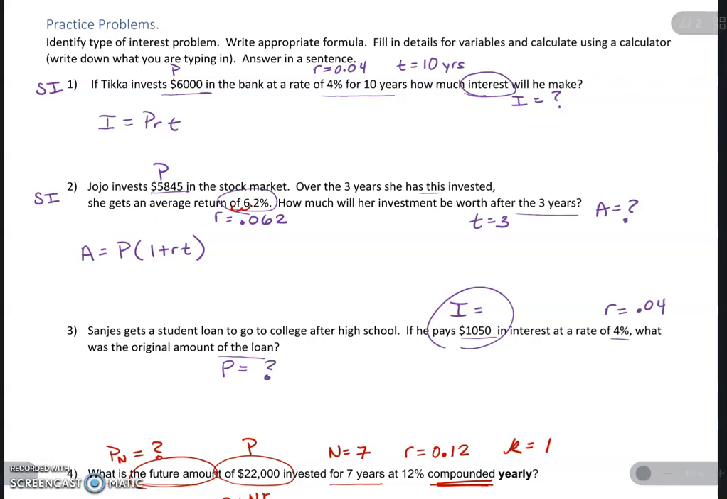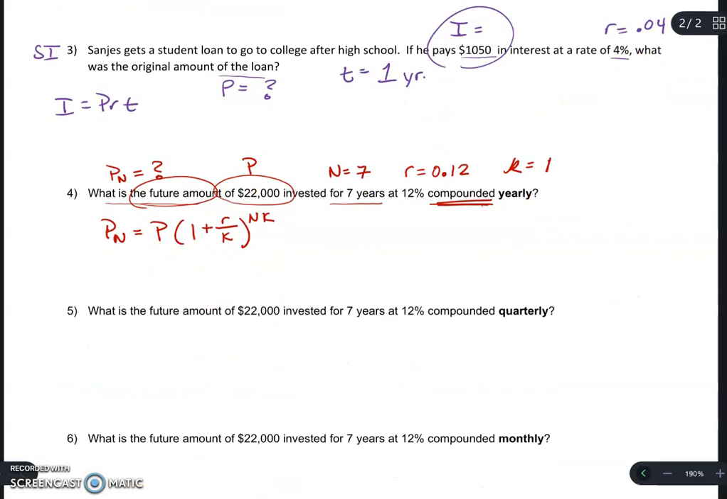The time is not written here, so we're going to assume 1 year. And this is a simple interest. So the formula we would use would be I equals PRT, but we're going to solve, this time we're going to solve for P instead of I. So do that when you crunch the numbers. We already did number 4.